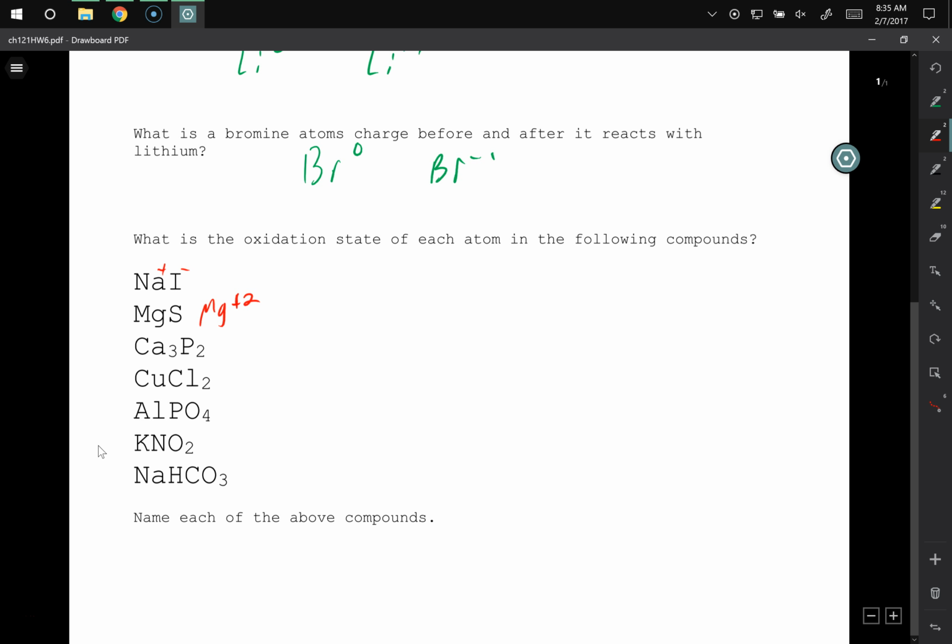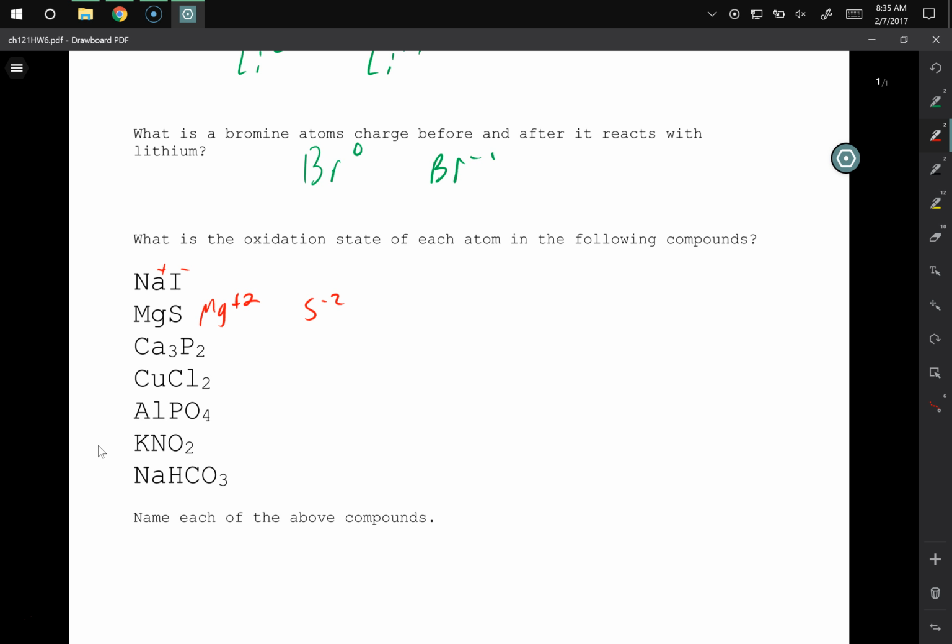+2. And the sulfur then, -2. How do I know the magnesium's got to be a +2? It's in column 2. It only has one option. It's either 0 or +2. And so then my sulfur is in that oxygen column, so it's probably going to be a -2, but I know it's a -2 because the magnesium can only be a +2.